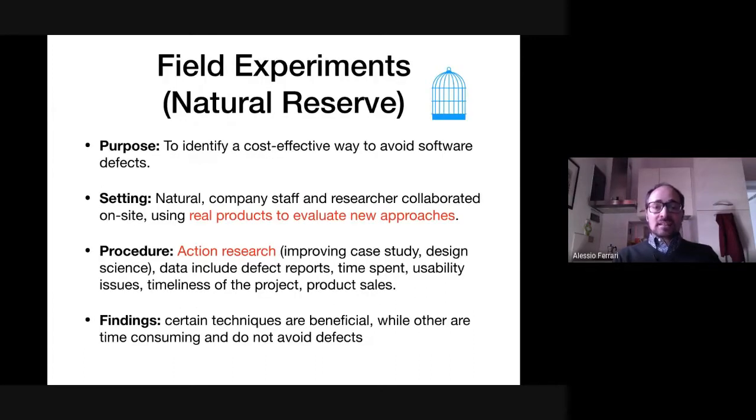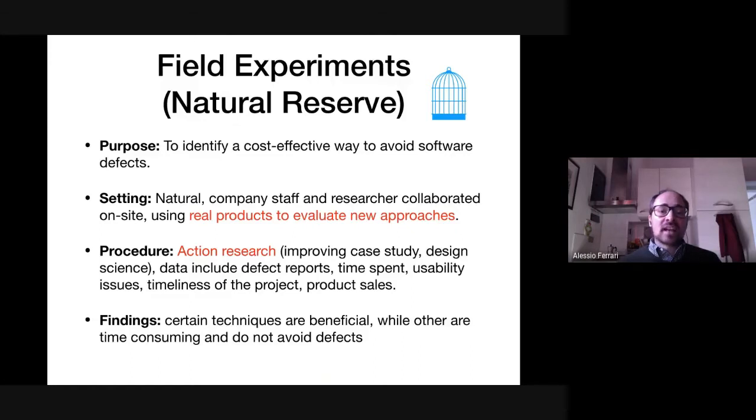Second thing, still in natural settings, is the field experiment, the natural reserve. So I'm passing from the jungle to the natural reserve. The goal, in this case, the purpose for this example, as I told you, I start from an example, is to identify a cost-effective way to avoid software defects. So they wanted to understand which was the most cost-effective way.